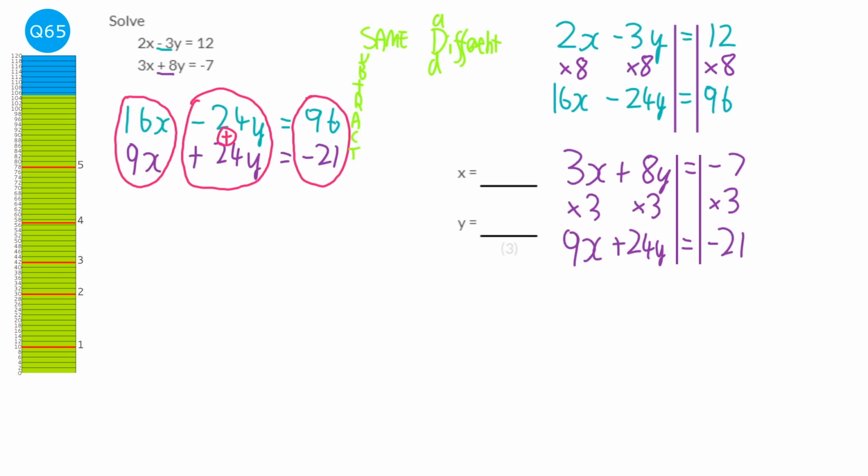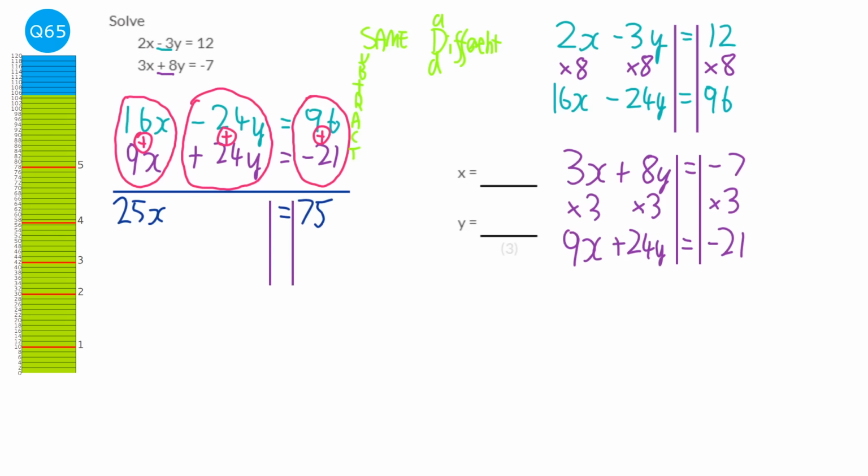But we're not just going to add those, we're going to add all of them going downwards. So we're going to do our kind of sum line, and we're going to add going downwards. So 16x plus 9x is 25x. Minus 24 plus 24 is going to be 0, which is good. That's what we wanted. We want to get rid of the y's. And then we've got 96 plus minus, so effectively minus 21, which is 75.